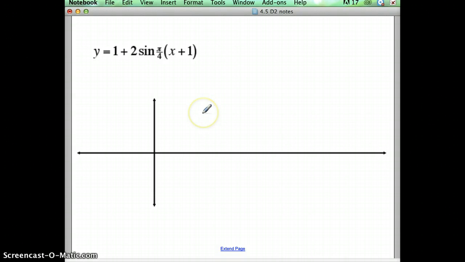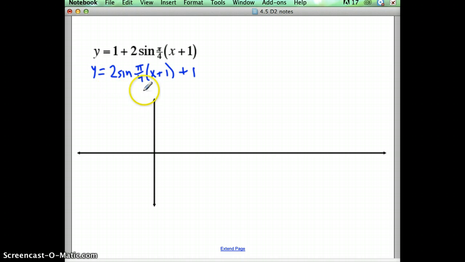Okay, now this problem has everything in it. One thing that you might want to take note of is this number, this 1, is outside of the function, and some people like it better written at the end. So if you want to write this down as y equals 2 sine pi over 4 x plus 1, and now this is a positive 1, so plus 1 on the outside, at the end, if you like that better, go ahead and do that.